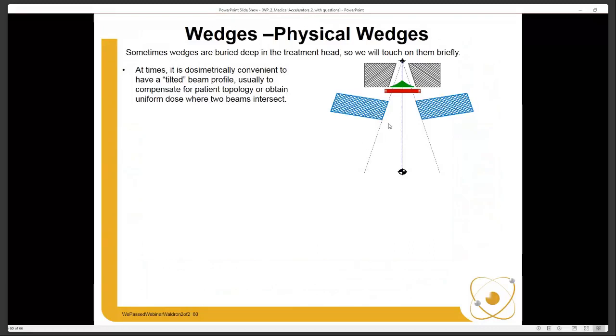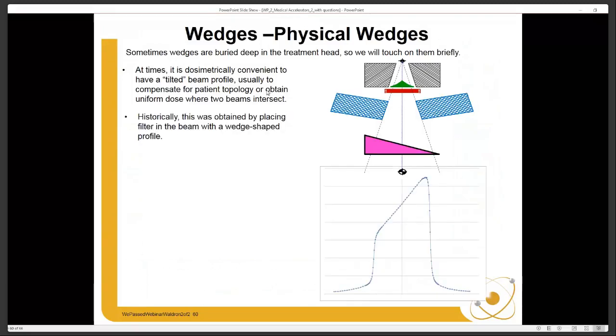The reason this gets covered as part of the LINAC talk is because, as you'll see in a couple of slides, sometimes that wedge is actually inside the treatment head. Sometimes it's dosimetrically convenient to produce a tilted beam profile, usually to compensate for the shape of the patient or to obtain a uniform dose where two beams intersect. Historically, we do this by placing a wedge-shaped attenuator in the beam.